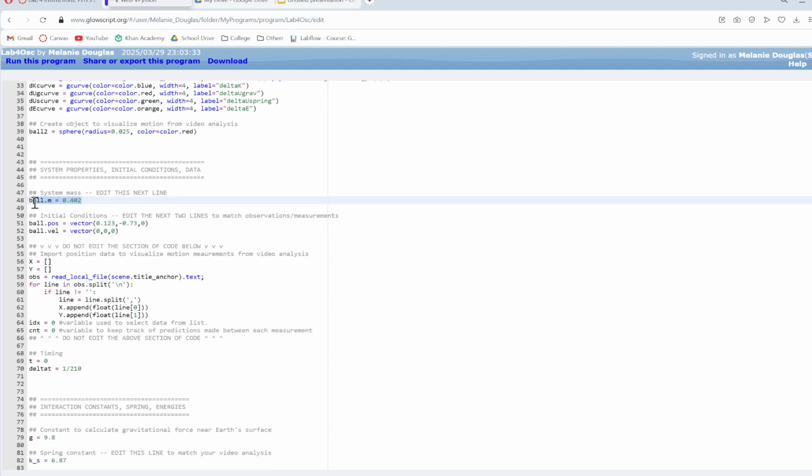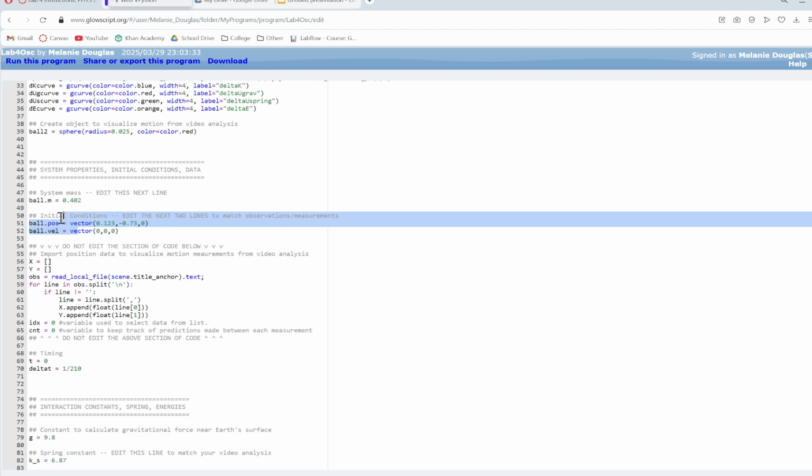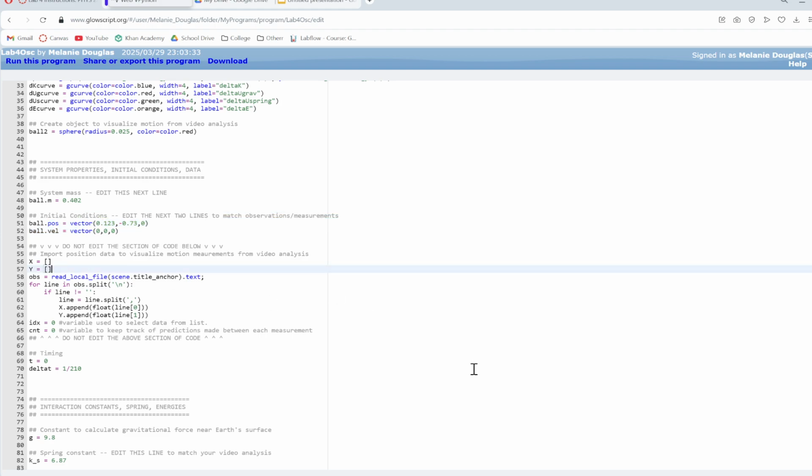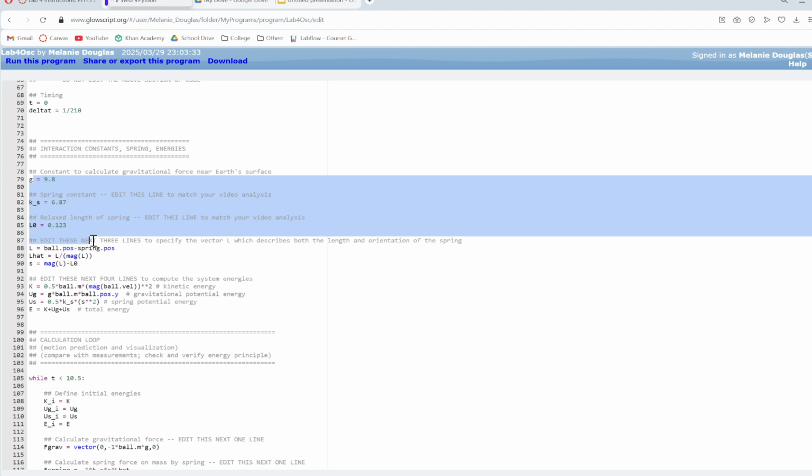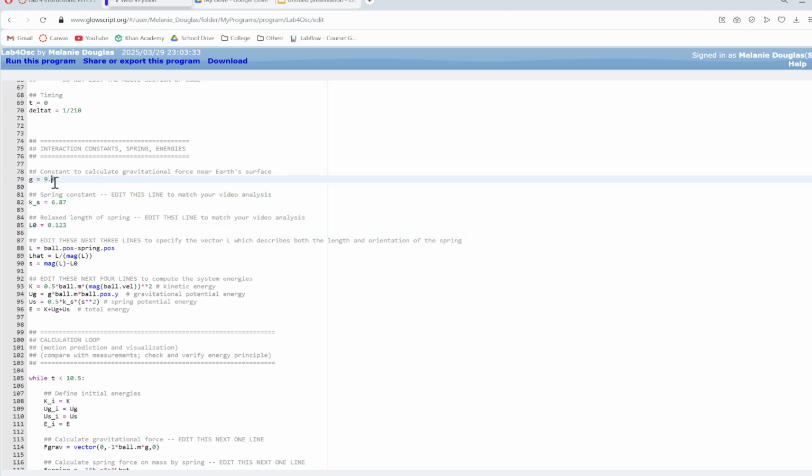Right here we are first defining the ball's mass, which is given to us, and then the ball's initial position and velocity, which were found through our Tracker video. Velocity was 0 and position was this. Going down, we are defining our constants. Our first constant is the gravitational acceleration constant, which is 9.8, and then our spring constant, which was calculated from our video, was around 6.87. Then our relaxed spring length, also found from our video, was 0.123.